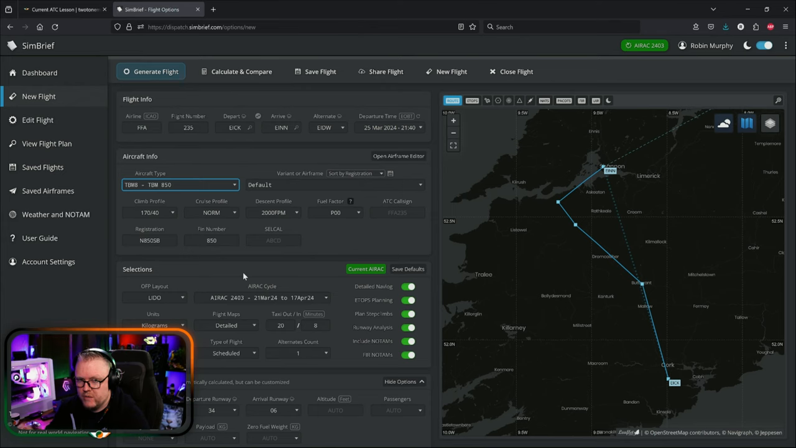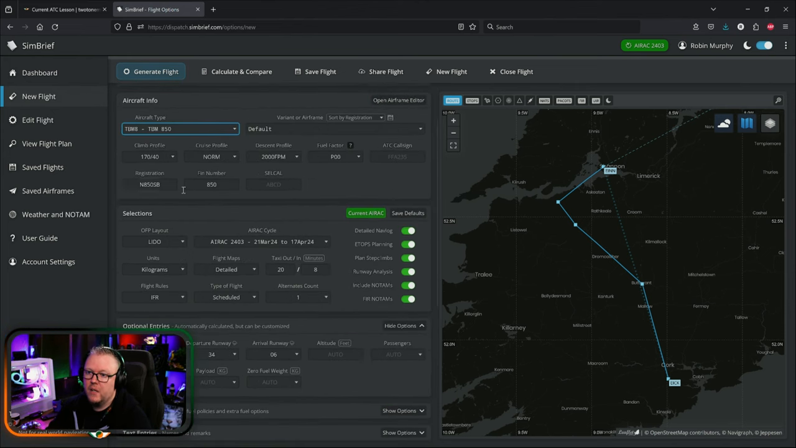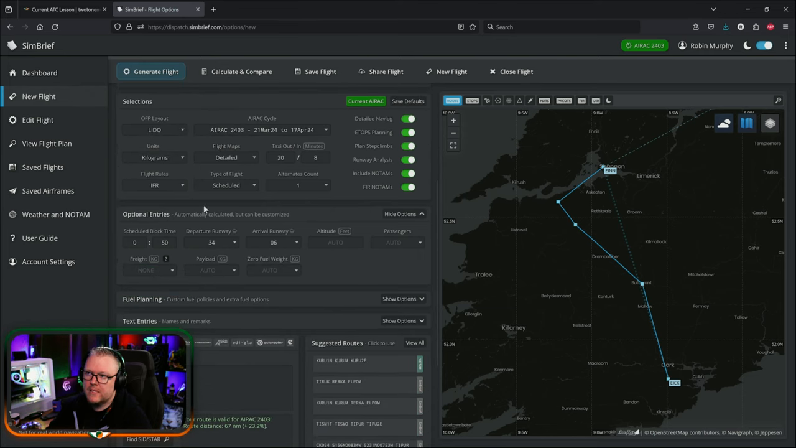Cork does not use runway 34. It's not in use for whatever reason on the NOTAM. Not my NOTAM, someone's NOTAMs. They're saying 34 is not used for whatever reason. So we'll scroll down here. We're going to have a look.